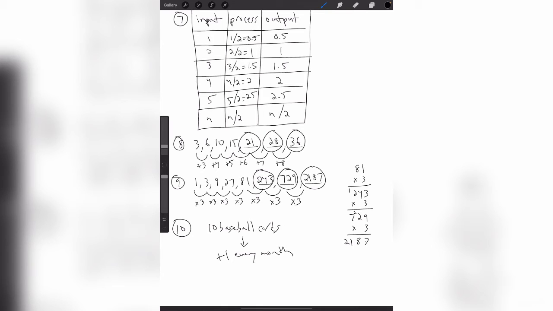All right, so now we're going through this. We're thinking, do we have to create a process table? What are we going to do to make this work? So you know he starts with 10, and then with every month, he's adding 1. Okay? So we could do an input, I'll just make this small. I'll do input, process, output.